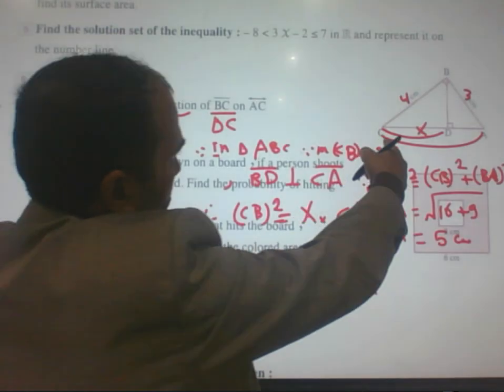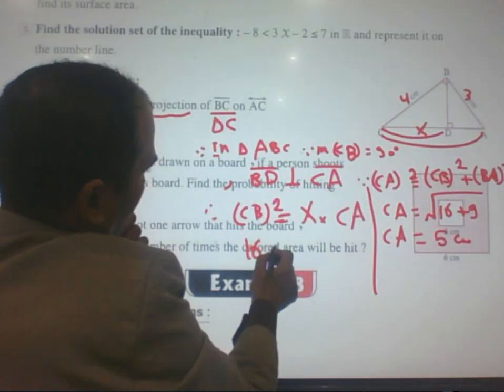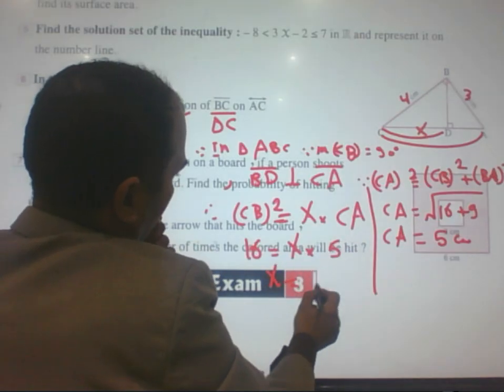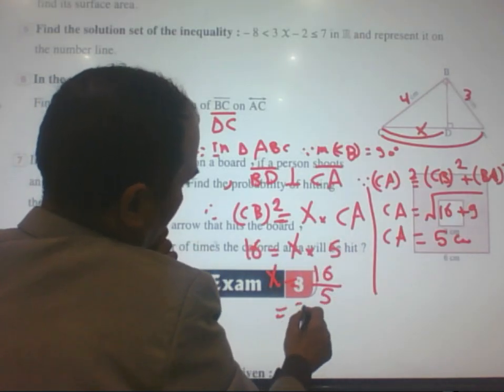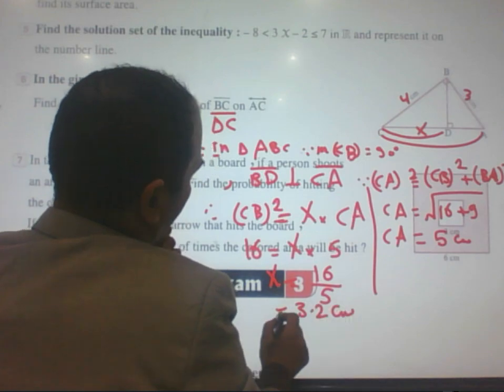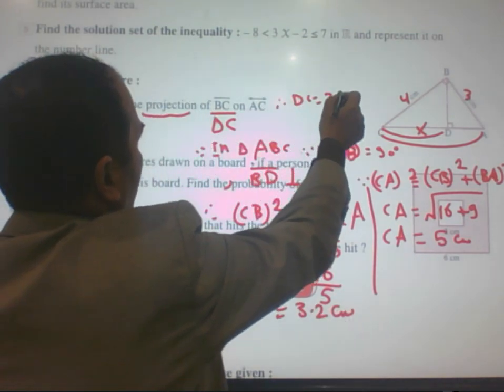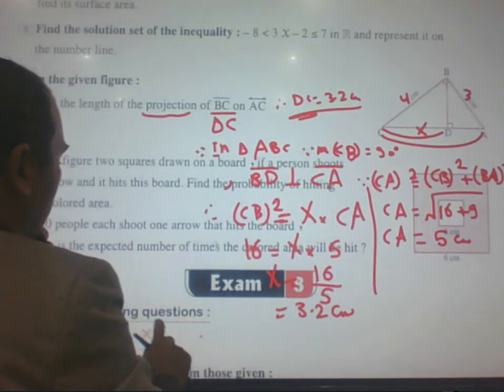CB squared, 4 squared is 16, equals x times CA, which is 5. Then x equals 16 over 5, which is 3.2 centimeters. Then DC will be equal to 3.2 centimeters. This is what was required to solve the example.